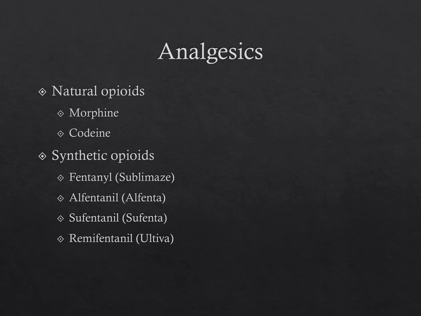So after sedatives and hypnotics, there's a second class of agents known as the analgesics. These are given during the maintenance phase to prevent pain, and these also fall into two categories. The most common analgesics are the opioids. These have morphine-like actions and include morphine and codeine. And then there's also synthetic opioids, fentanyl, alfentanil, sufentanil, remifentanil, all of those are synthetic ones.